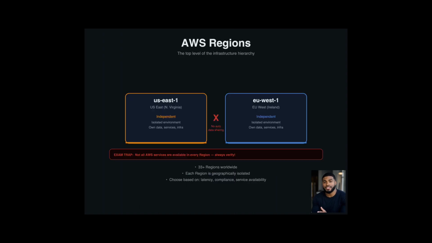All right, at the very top of the hierarchy, you've got regions. A region is a geographic area, like US East, EU West, Asia Pacific. AWS has over 33 regions worldwide, and they keep adding more. Each region is completely independent. They don't automatically share data with each other. So if you spin up a server in US East and one in EU West, those are totally separate environments. That isolation is actually a feature. It's what lets you build disaster recovery across regions. If one whole region goes down, your other region keeps running.